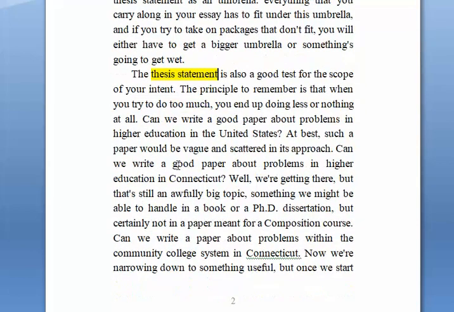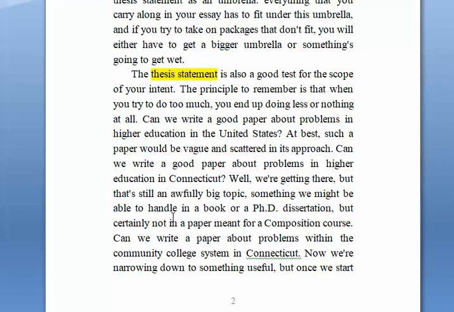Can we write a good paper about problems in higher education in Connecticut? Well, we are getting there, but that is still an awfully big topic, something we might be able to handle in a book or PhD dissertation, but certainly not in a paper meant for a composition course. So it is different. Can we write a paper about problems within the community college system in Connecticut?